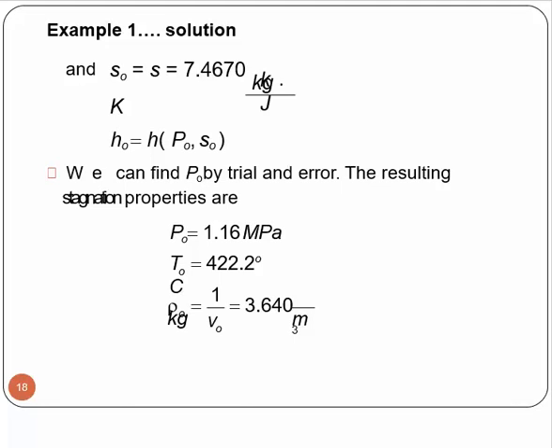The resulting stagnation properties are P naught is 1.16 megapascal at the temperature of 4.22 degrees Celsius, and the density will be 3.640.